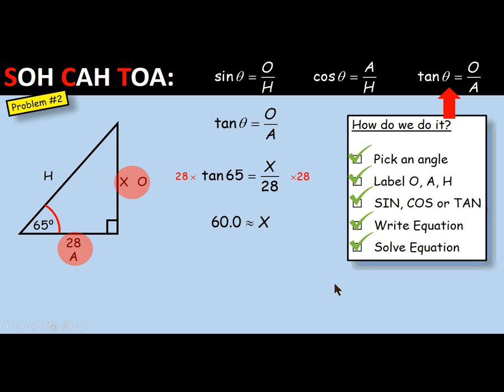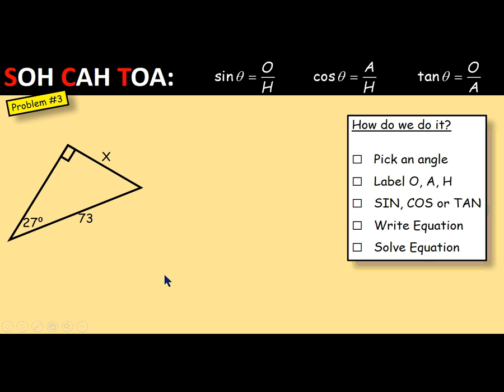All right, next problem. Okay, problem number 3, same thing. First step, we're going to pick our angle. Probably going to pick the 27 here. We'll all do that. So check for picking an angle. Label the sides O, A, and H. X is the opposite. The blank side is the adjacent. 73 is the hypotenuse, so we labeled our sides. Next, we have to decide if this is sine, cosine, or tangent. In this case, we're using O and H. That shows up under sine. So we know this is a sine problem.